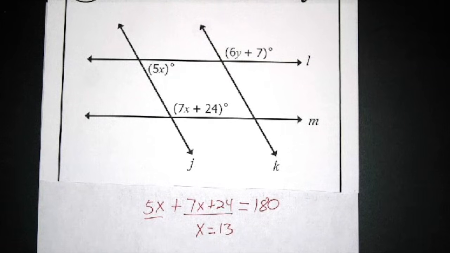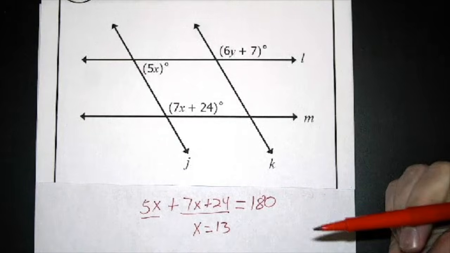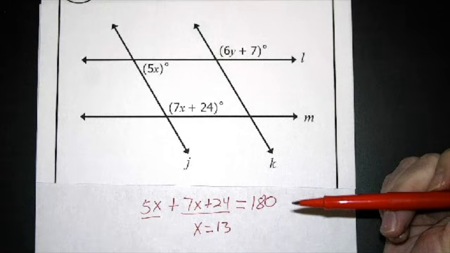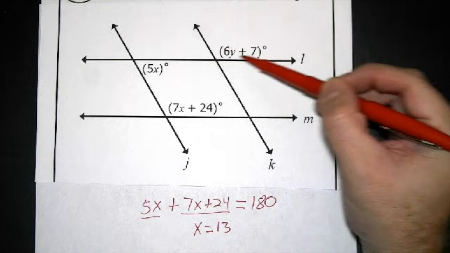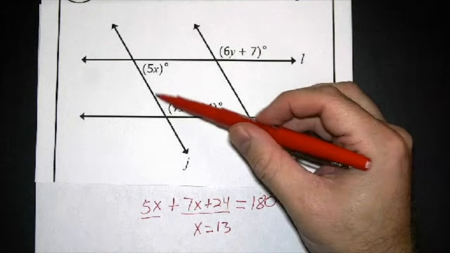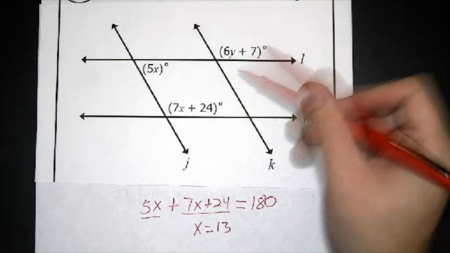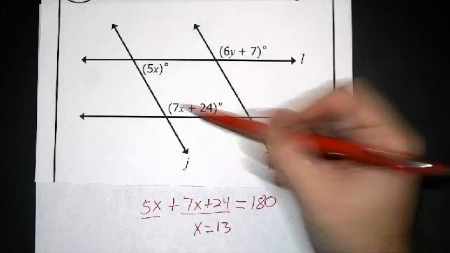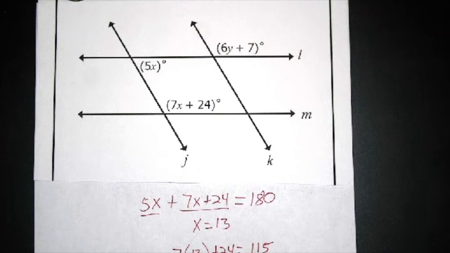So now I have a couple options. I need to solve for y because the problem says solve for y and I still haven't done that. I only have x. So what I'm going to do is I notice that 6y plus 7 is an obtuse angle, and this angle down here is also obtuse. So that means they're going to be congruent. So I'm going to plug x in here to the 7x plus 24. So I'm going to have 7 times 13, which was our x value, plus 24. And we're going to solve that. So solving that, 7 times 13 plus 24 gives me 115 degrees.